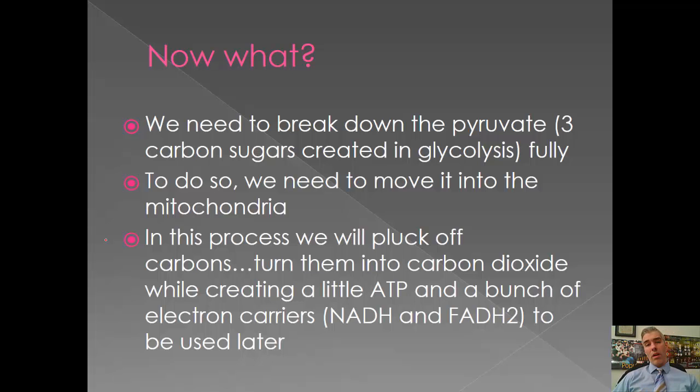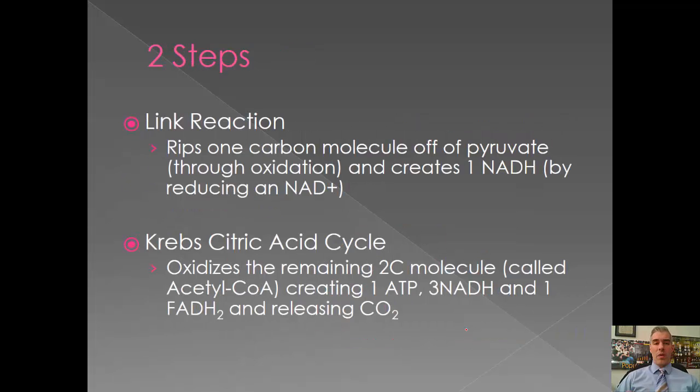Now what this is going to do overall, it's super simple, it's going to pluck off carbons one by one. And as it does it, it's going to turn those into carbon dioxide, the stuff that we breathe out, okay? And in the process, we'll create a little ATP, but more importantly, we're going to create more electron carriers. Now we're going to create more NADH, but we're also going to create a new one called FADH2. Now, that sounds confusing. Remember, they're just these molecules that hold electrons, and we're going to transfer them so we can use the energy from those electrons later to generate lots of ATP. Okay. So there's 2 steps that we kind of focus on with the next part of this. There's the link reaction, and then the Krebs citric acid cycle.